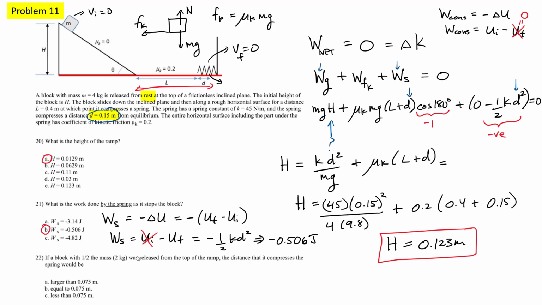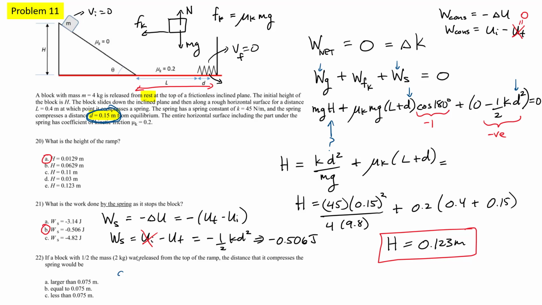Problem 22 says, now if a block with half the mass was released from the top, the distance that the spring compressed would be what? Larger than 0.075, equal or less than 0.075. All right, well, let's think about it. In the original part, I have that the distance compressed was 0.15. So you can see that these numbers correspond to half the distance.